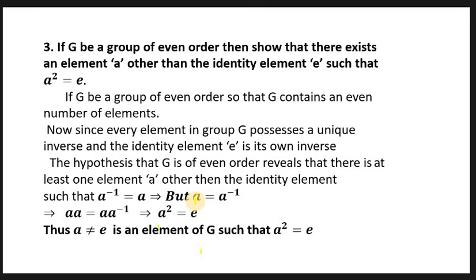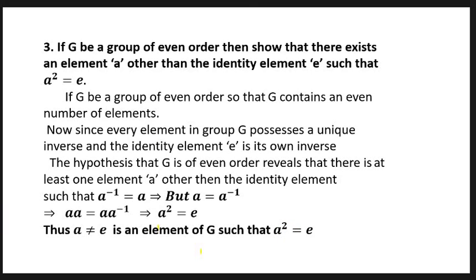See, here every element has its own inverse as its element itself. So A is equal to A inverse. Since A is equal to A inverse, when you operate this here, you get AA is equal to AA inverse. AA is A square, AA inverse is equal to E. Thus, A is not equal to E, an element of G such that A square is equal to E.